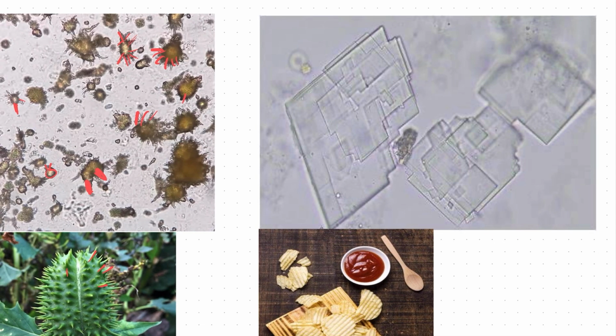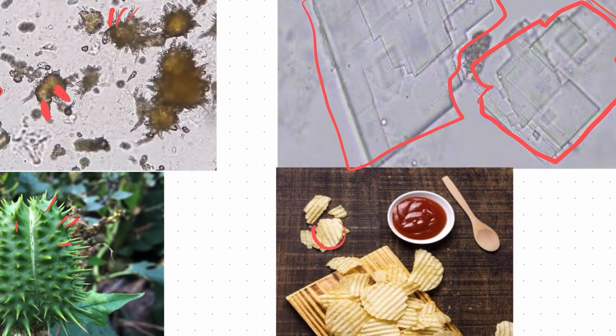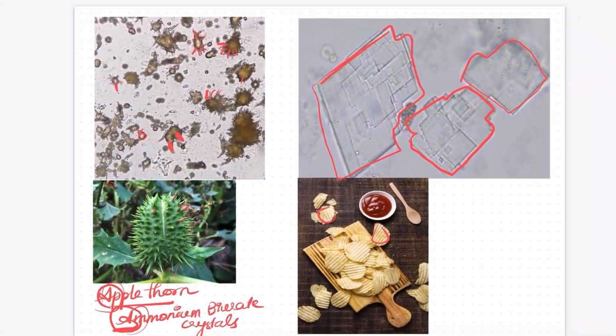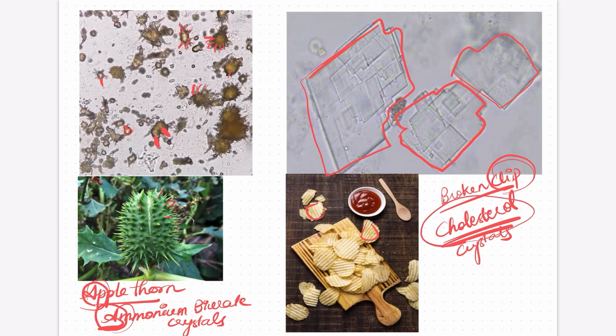Here these crystals appear like proper square or rectangle shaped crystals, but the edges are broken. It appears as if there are chips, chips with broken edges. This broken chip appearance is seen in cholesterol crystals. You can remember: when you eat chips, your cholesterol rises. So chips cause cholesterol, and broken chips means cholesterol crystals.